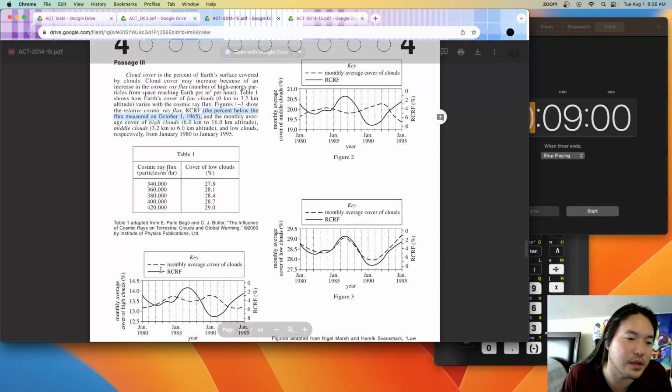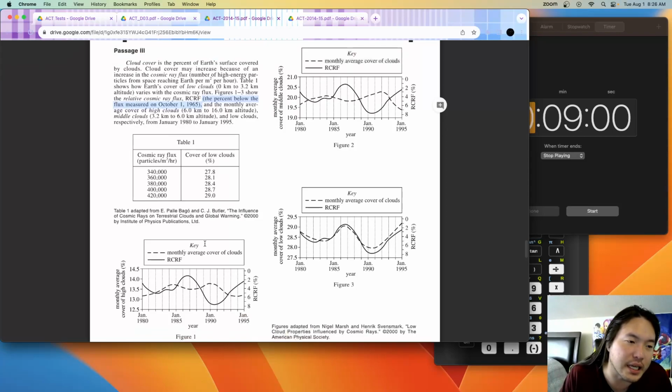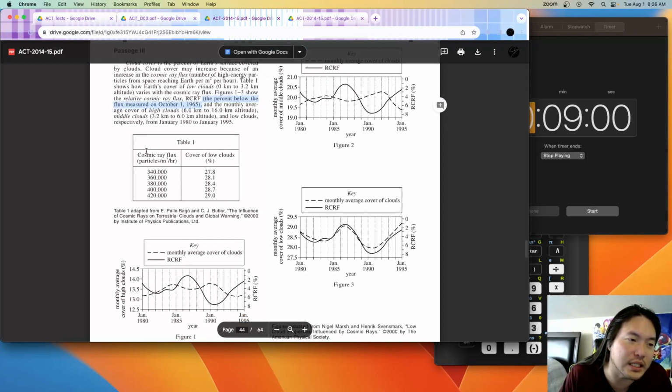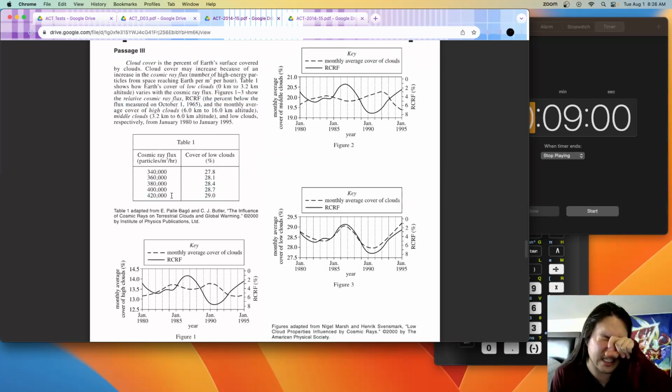Understand that we're monitoring clouds near the ground, clouds in the middle, and then clouds way high up in the air. And then here's the data. Honestly, it doesn't even matter what they're talking about, right? Really, the important part for the ACT science test is you see this. We have some numbers. The numbers on the right go up. The numbers on the left also go up. And here, they also want you to recognize it's linear.